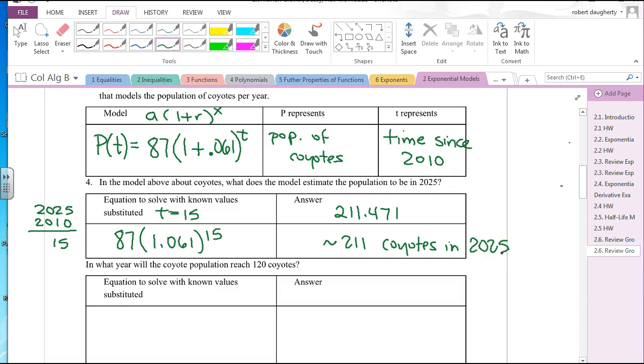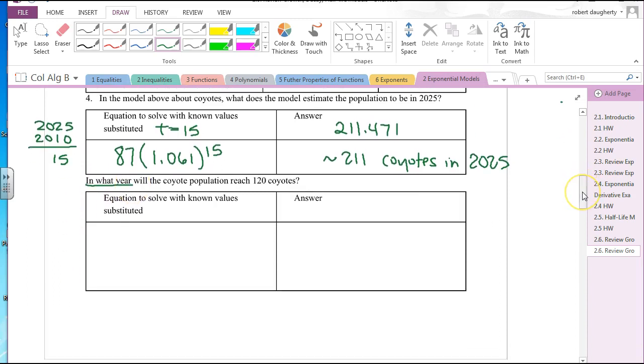In what year? That is solving for time. That just got a lot easier on this quiz by not having to use logarithms. In what year will the population reach 120 coyotes? So I'm looking at the equation 120 equals 87 times 1.061 to the t. And I need to solve that for t.